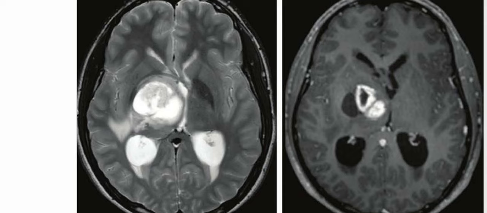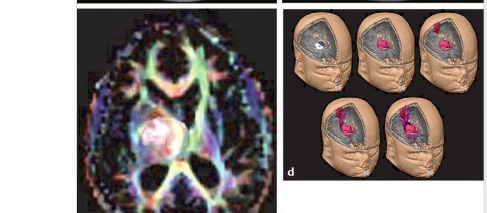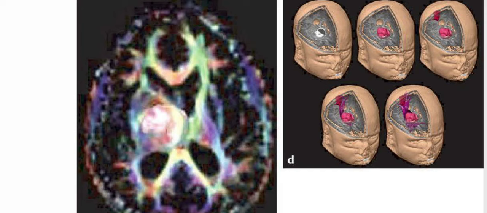The T1 post contrast sequence with fat suppression shows solid and ring enhancement within this lesion. These are the axial color-coded DTI images, and they show the infiltration and displacement of various deep white matter tracts. The sequential reformatted three-dimensional functional images show the mass with respect to the motor tracts for preoperative planning. So this is a case of high grade tumor which is centered in the deep gray and white matter, with diffusion tensor imaging and functional imaging.